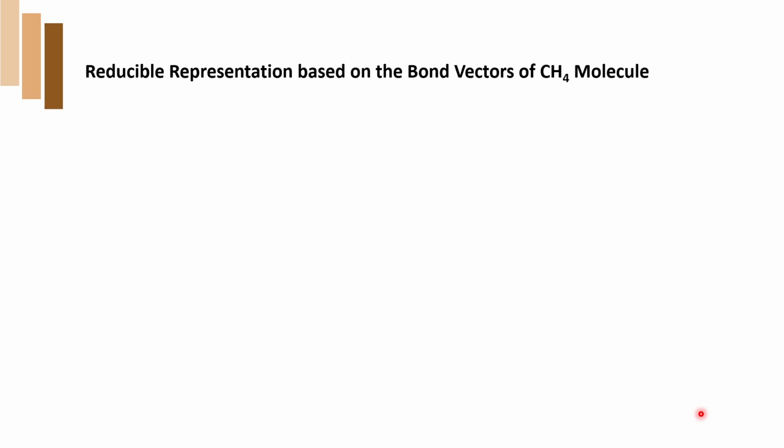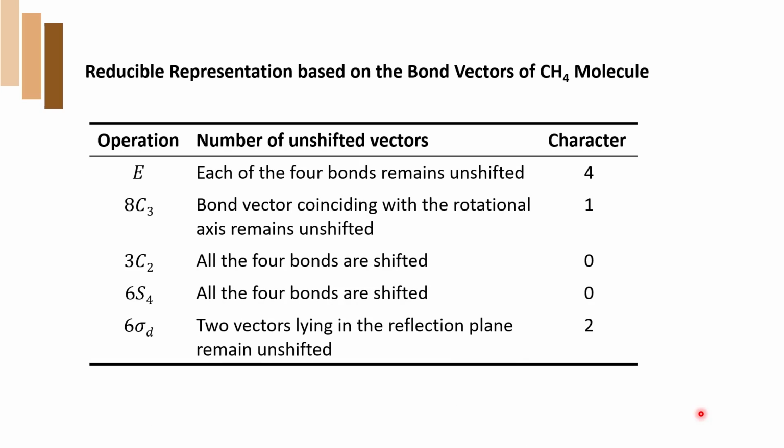Now, what next we are supposed to do is find a basis for sigma bonding. And for that, as usual, we'll be taking care of the bond vectors. If bond vectors are shifted, the contribution becomes 0, and each bond vector which is unshifted contributes 1, as we have studied earlier. So in the case of identity, because there are 4 bond vectors, the value is 4. But when you talk about C3, which passes through one of the carbon-hydrogen bonds, that one remains unshifted while the rest of the 3 are shifted. So the contribution comes to 1.